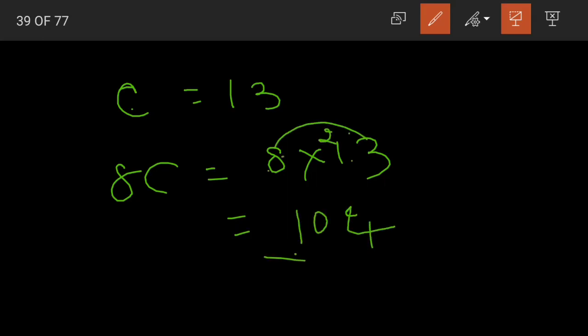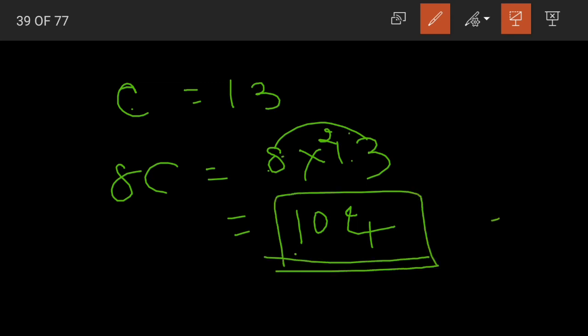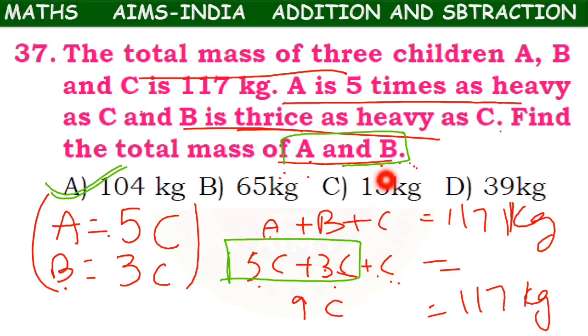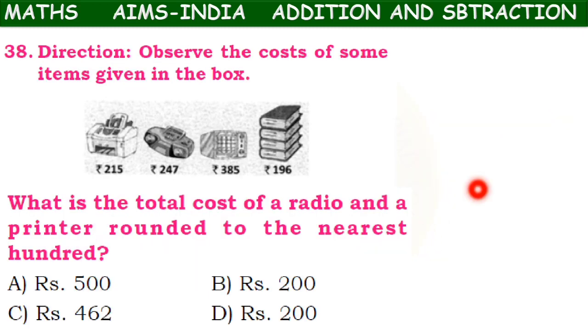So what is the total weight of A plus B? A plus B, the total weight is 104 kilos. That is option number A. Understood children? We have written the weight of A, B in terms of C. 9C is equal to 117 kilos. We got C is equal to 13 kilos. And the total weight of A plus B is 8C. So 8C is equal to 8 into 13. That is equal to 104 kilos.